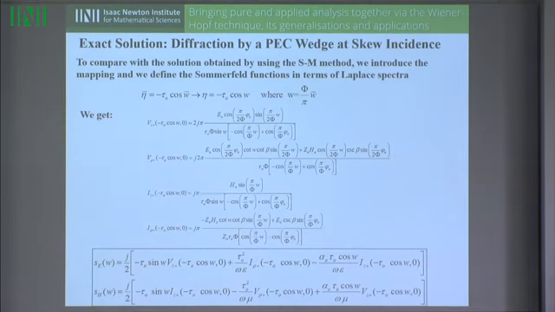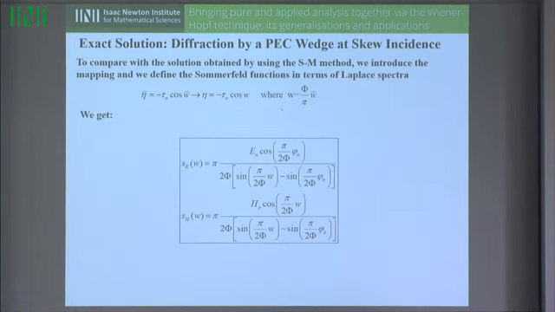we have from the Laplace transformation the relation to the Sommerfeld function for Ez and Hz, and these functions are defined in terms of the Laplace transform components, as reported here. If we substitute these into these, we get this. Okay, so this is the classical solution for the perfect electric wedge at skew incidence.